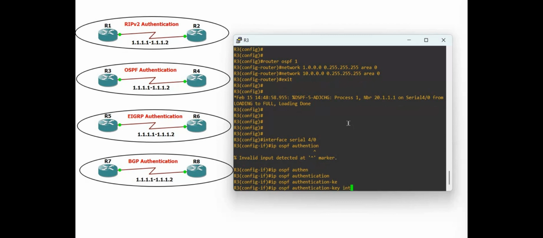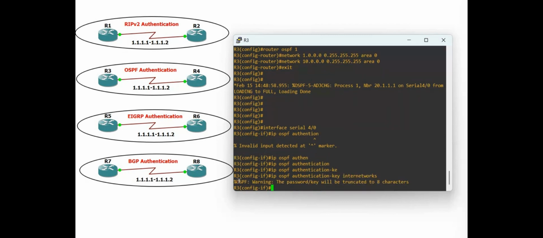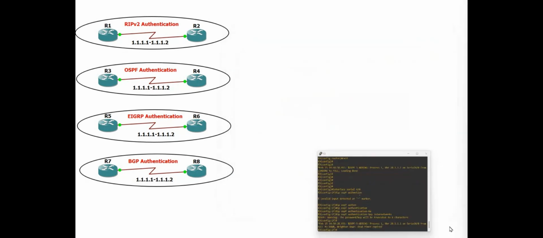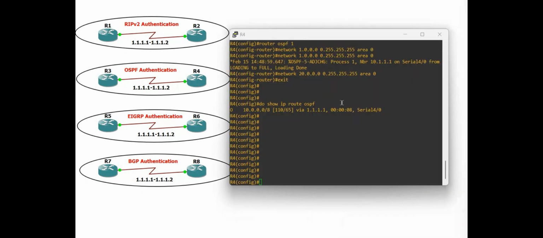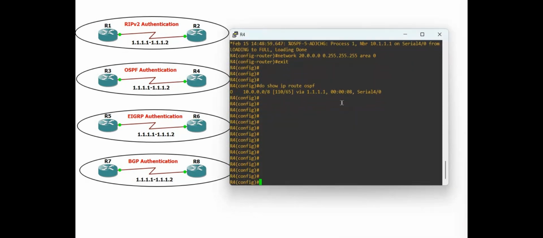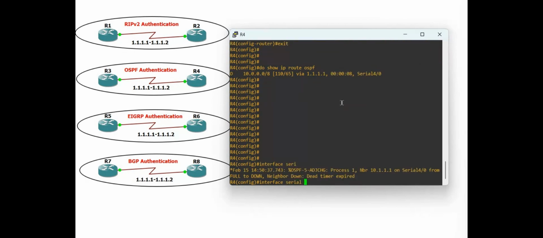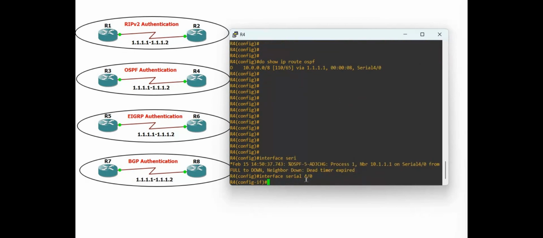Again, now we have to configure the key. Key is internetworks. You can see the OSPF warning about the password. Let's configure on router 4. So interface serial /0. You can see the neighborship is down. It will come up when we configure the authentication.